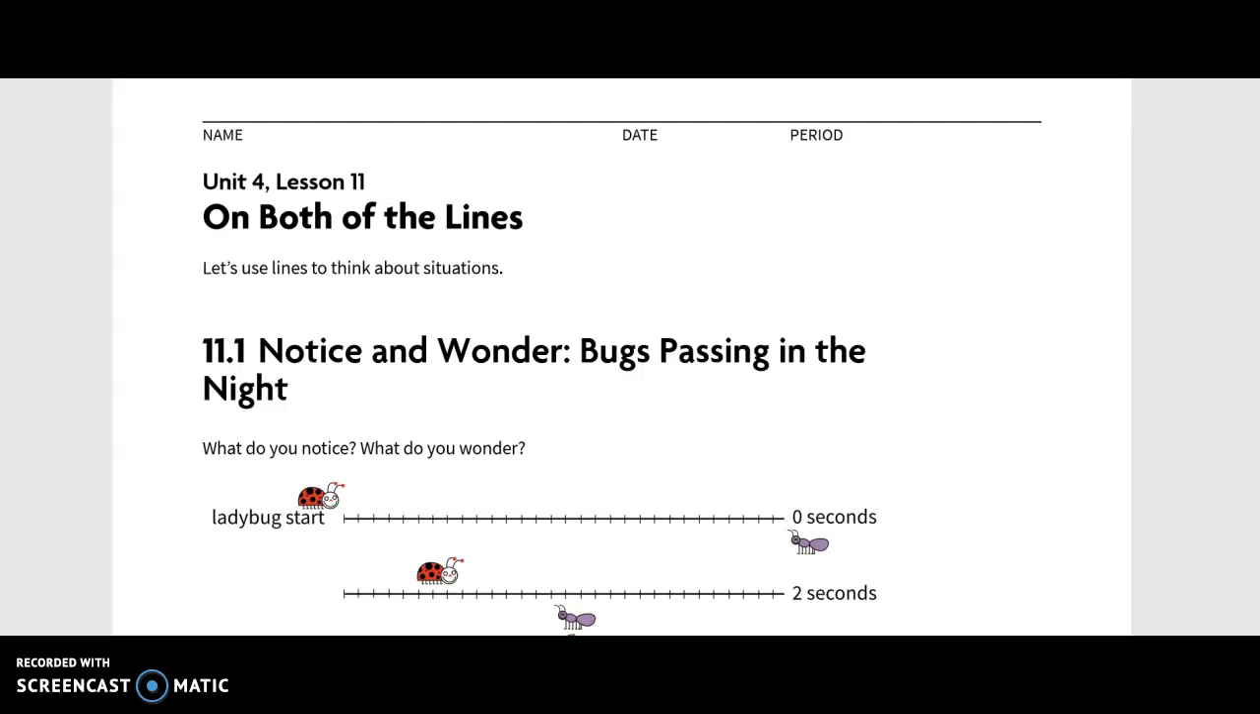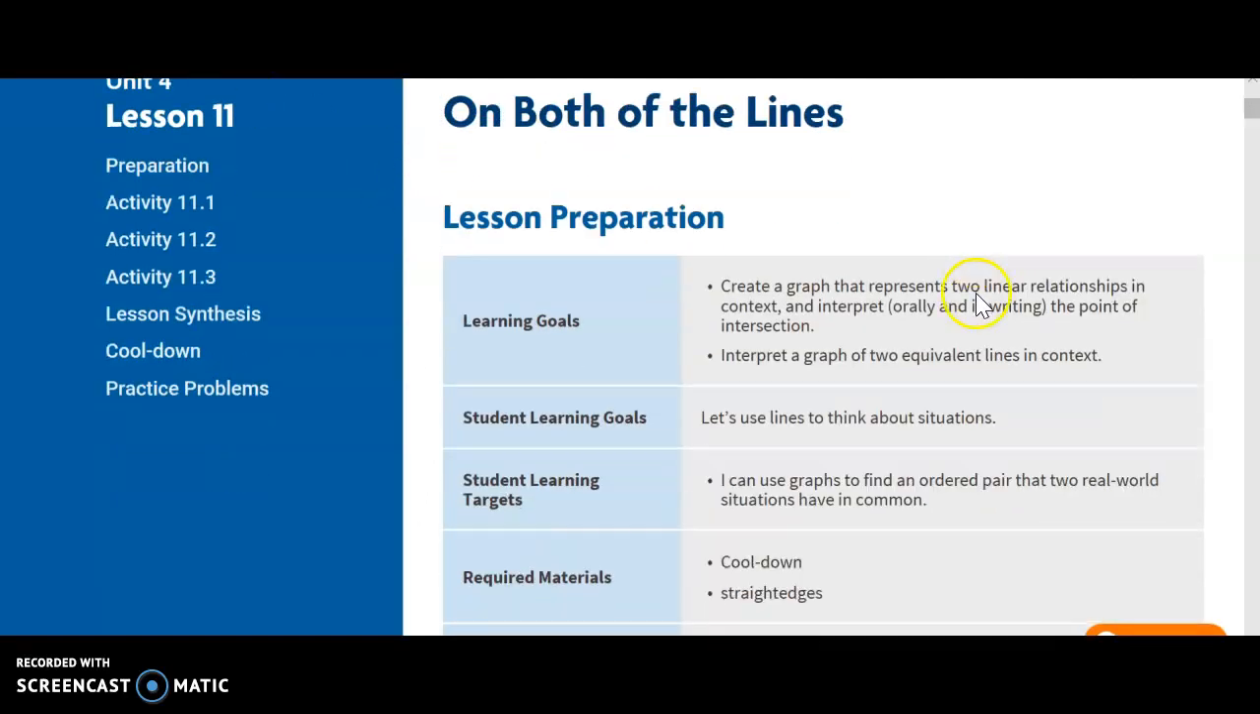Alright, so for this lesson, I'm going to use lines to think about situations. I want to show you guys the learning goals right here. We're going to create a graph that represents two linear relationships in context. So that means there's a background story for it, and we're able to explain the graph. We're able to interpret the graph based on the context, the story of it. I can use graphs to find an ordered pair that two real-world situations have in common.